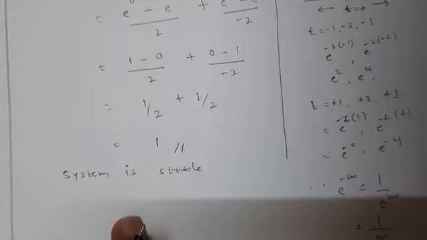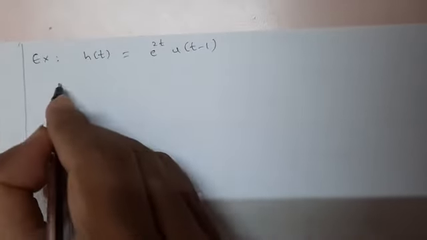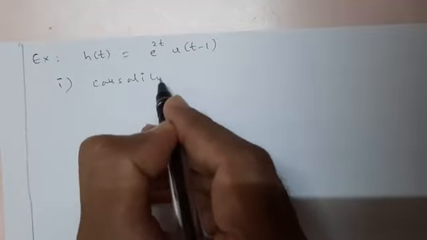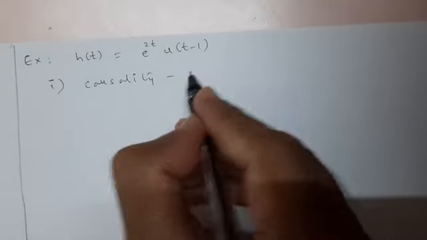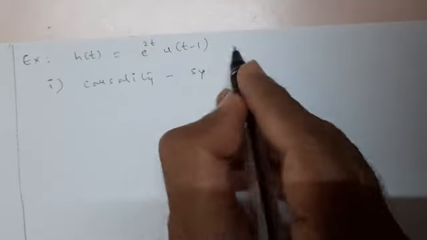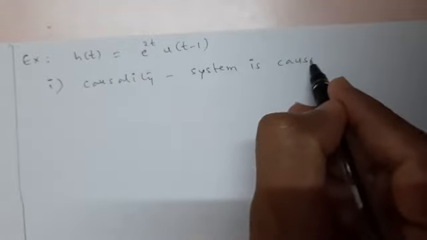Next, you have h of t as e to the power 2t u of t minus 1. First one, causality. Yes, the system is causal because, as you will know, it is straightforward: u of t minus 1 exists only on the right side, and hence the system is causal.